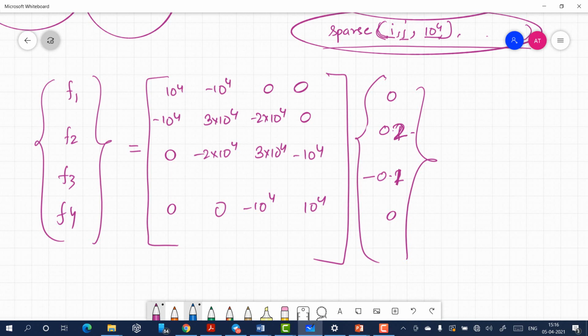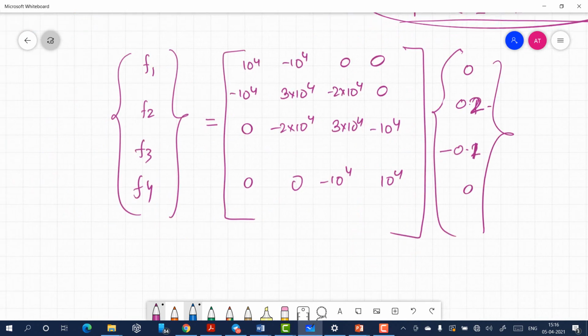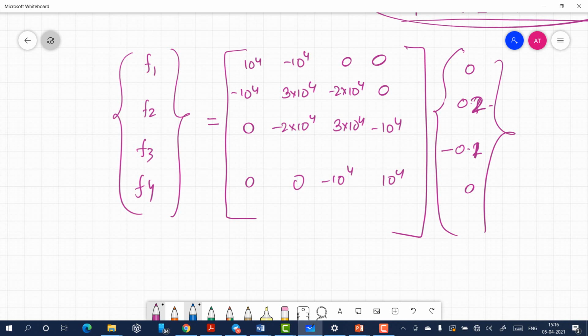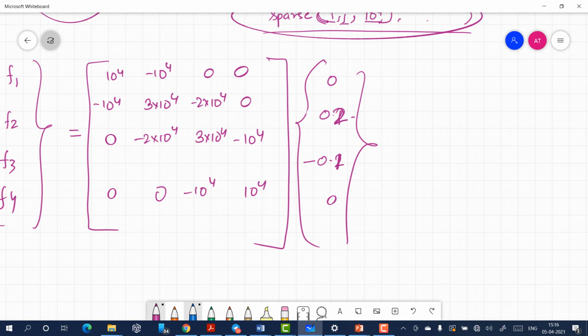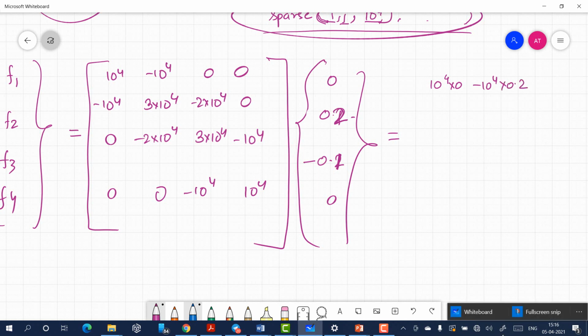Okay. So let us say this is the situation. If this is the situation, the answer is straightforward, right? You know the values of F1, F2, F3, F4, just multiply these and you have the values. So right away, a straight answer. Then you will have the values of forces: 10 to the power 4 into 0, then minus 10 to the power 4 into 0.2, then 0 and 0. So this is F1, and then F2 is this into this.